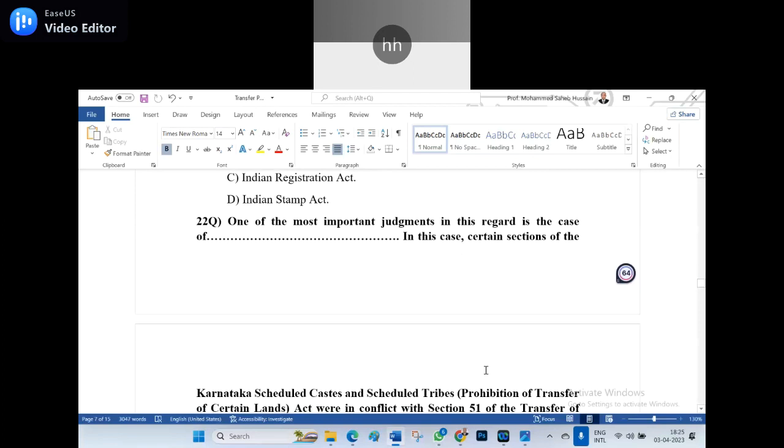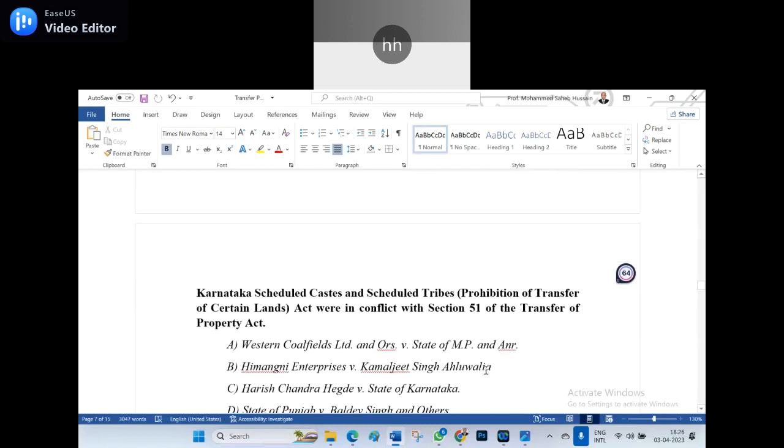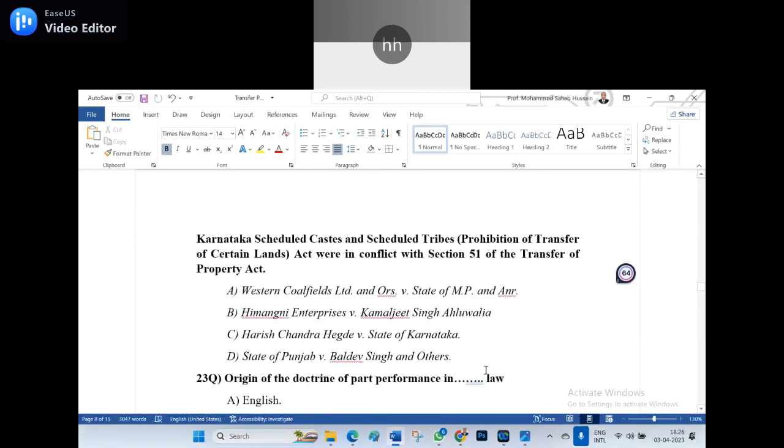22nd question. One of the most important judgments in this regard is the case of dash. In this case, certain sections of the Karnataka Scheduled Castes and Scheduled Tribes (Prohibition of Transfer of Certain Lands) Act were in conflict with section 51 of the Transfer of Property Act. In which case law is it? A. Western Coalfield Limited and others versus State of MP and others. B. Himangini Enterprise versus Kamaljit Singh Ahluwalia. C. Harishchandra Hegde versus State of Karnataka. D. State of Punjab versus Baldev Singh and others.